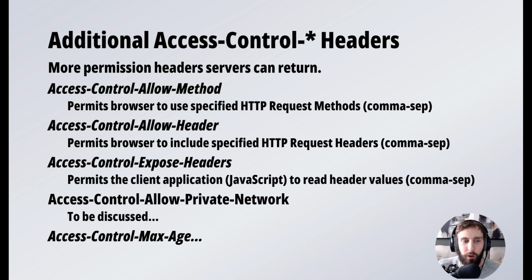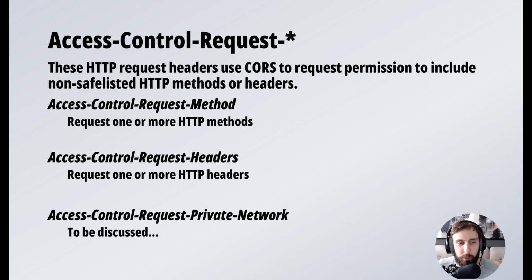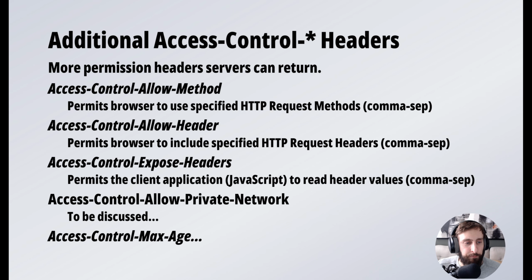So Access-Control-Allow-Methods and Access-Control-Allow-Headers. These are just the corresponding headers to the request headers. So when you request methods or headers, this is what the server should respond with, allowing the methods or the headers that you submit. And importantly, both for these responses, and I didn't mention it, but for these requests as well, these can be comma separated values, so you can actually request multiple at a time, and the server can respond with multiple at a time.